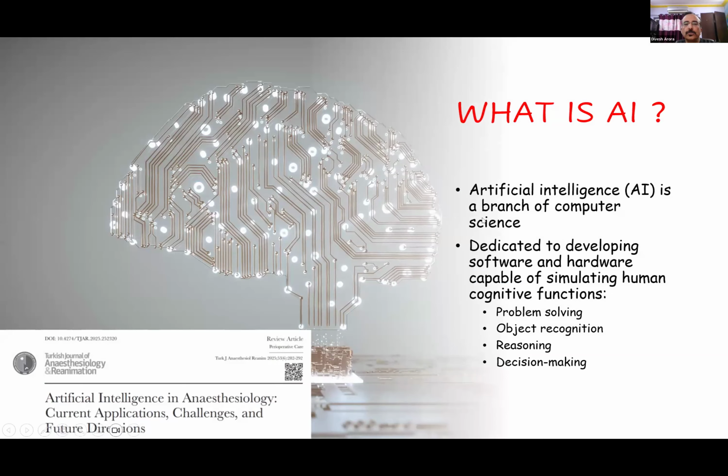It's essentially a branch of computer science which is dedicated to develop software as well as hardware capable of simulating human cognitive functions. We all know that humans are capable of problem solving, have the capability of recognizing objects, and do have a reasonable capability of reasoning and decision making. By doing this, we are trying to teach our computers to behave like humans. And this is an excellent article published very recently in Turkish Journal, and I would request you to go through it. This will give you a brief overview about what is AI.